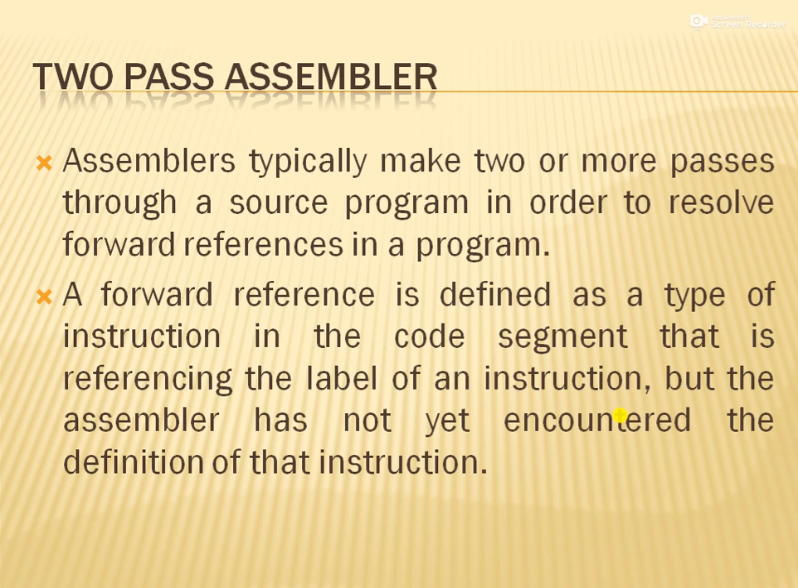such a type of reference is known as forward reference. So if the assembler is using only a single pass to convert the source program to machine code, then it cannot handle all the forward references together. In order to resolve this problem, the assembler usually makes 2 or more passes through a source program to produce a complete machine language or machine code.